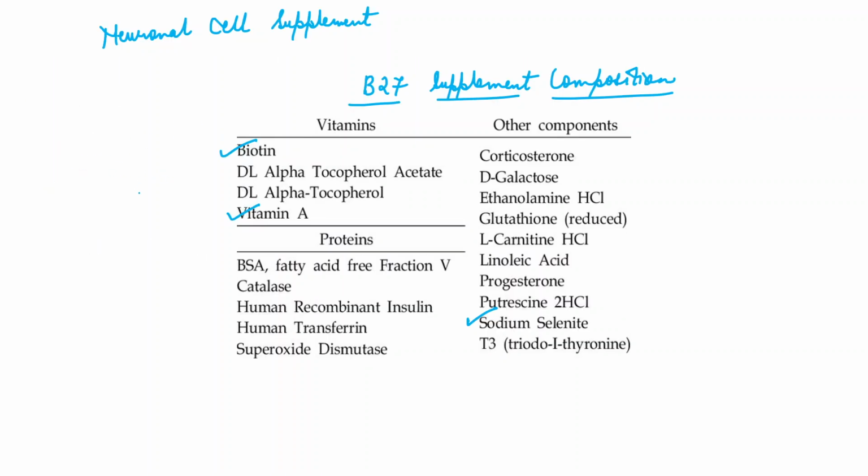This B27 supplement is basically used to support embryonic, postnatal, or adult hippocampal and other neurons. In the previous lecture, if you remember, we talked about a medium which was the neurobasal medium. So this B27 supplement is used with this neurobasal medium to culture hippocampal neuronal cells, and also the other neuronal cells of the central nervous system.